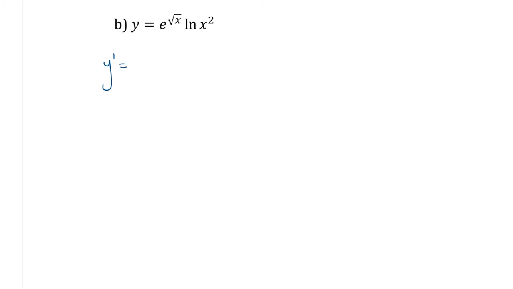Derivative of the first thing is e to the root x times the derivative of root x, which is 1/2 x to the negative 1/2, times, how about I bring that 2 out front, 2 ln x, plus derivative of the second thing, 1 over x squared times the derivative of the argument, which is 2x, times the first thing, e to the root x.